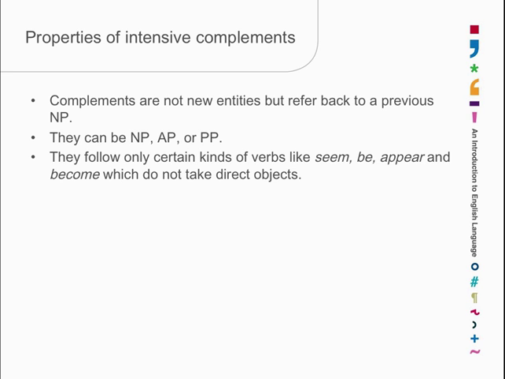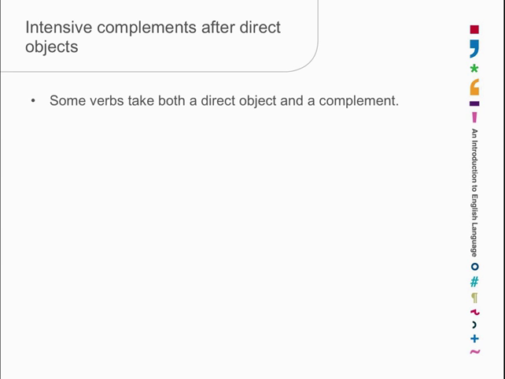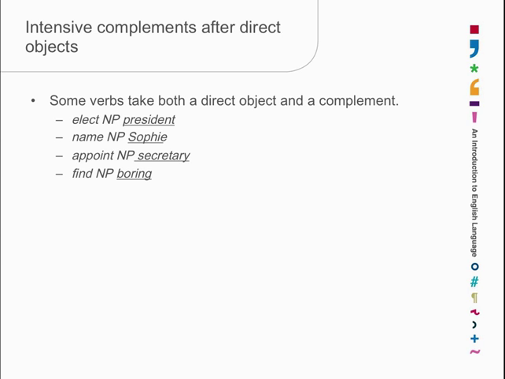They take intensive complements. Well, sometimes the intensive complement doesn't come straight after the verb. It comes after a direct object. So sentences of that sort, clauses of that sort, take a subject, and then a verb, then a direct object, and then an intensive complement, which tells you more about the direct object. If an election is going on, someone gets elected to a particular post, and the post is what they then are. So if noun phrase gets selected as president, then the noun phrase is the president after the election. If someone gets named, then the name is them after that, and so forth. If we find something boring, then boring is it. It tells us more about the direct object.